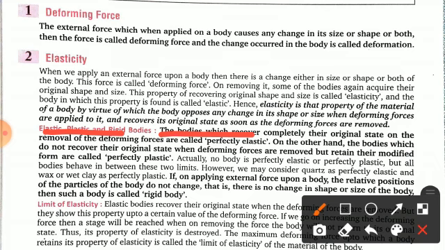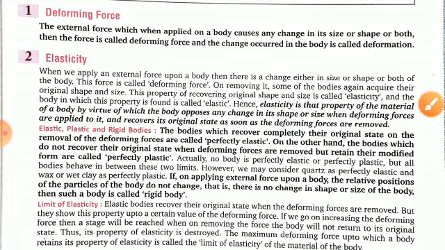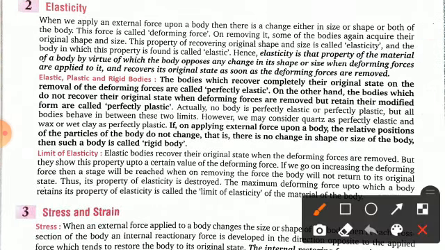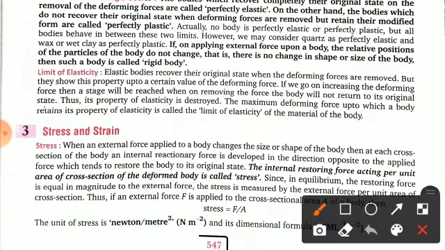The bodies which recover completely their original state on the removal of the deforming forces are called perfectly elastic, while on the other hand the bodies which do not recover their original state when deforming forces are removed but retain their modified forms are called perfectly plastic. Clear? Now, if on applying external forces upon a body, the relative positions of the particles of the body do not change, that is, there is no change in the shape or size of the body, then such a body is called a rigid body. Clear?